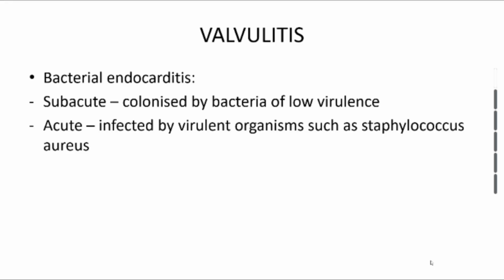So when you talk of acute, it is infection by a virulent organism, such as Staphylococcus aureus. With this one you just need a small number of bacteria to cause illness. So acute bacterial endocarditis means you are infected by virulent organisms. When you talk of subacute bacterial endocarditis, the person is colonized by bacteria of low virulence.